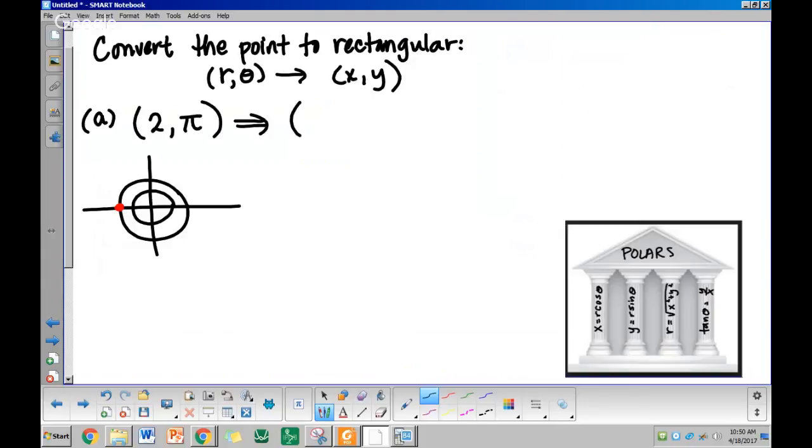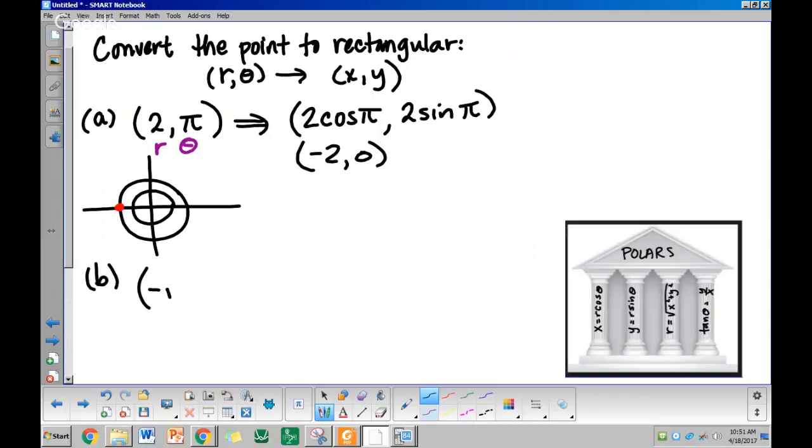So x will equal r, which is 2 cosine of pi. Y is going to equal 2 sine of pi, because this is r and this is theta. And so the cosine of pi is -1, so this is -2 comma 0. So this is the point in rectangular form. Okay? Let's do another one.